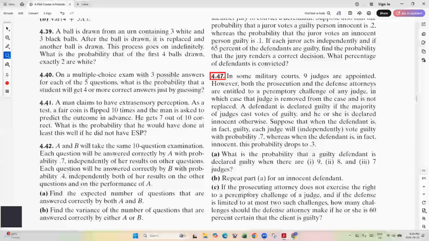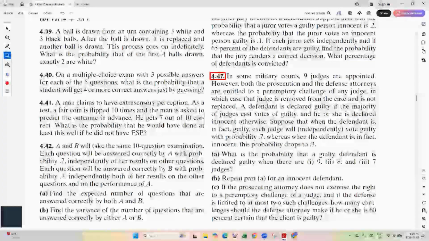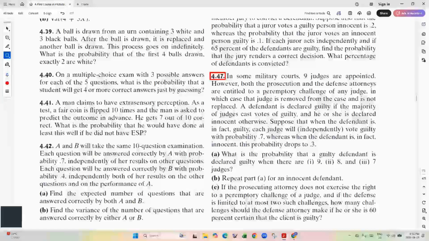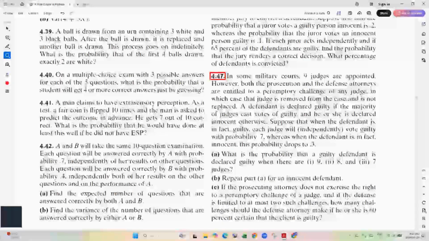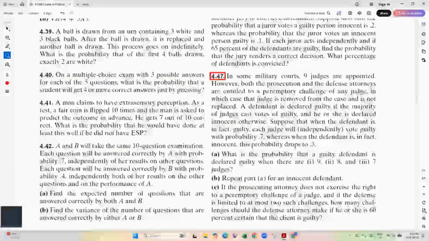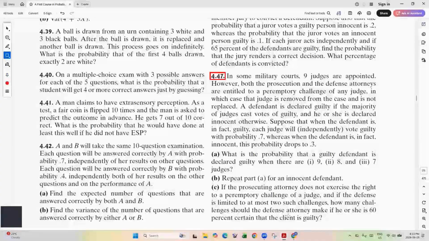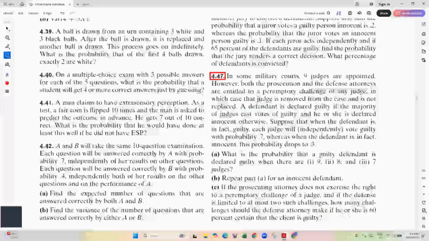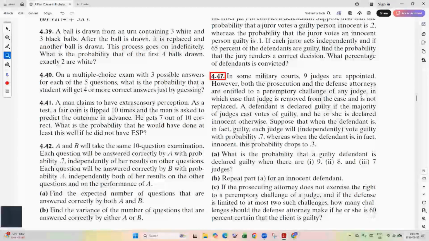C. If the prosecuting attorney does not exercise the right to a peremptory challenge of a judge, and if the defense is limited to at most two such challenges, how many challenges should the defense attorney make if he or she is 60% certain that the client is guilty?